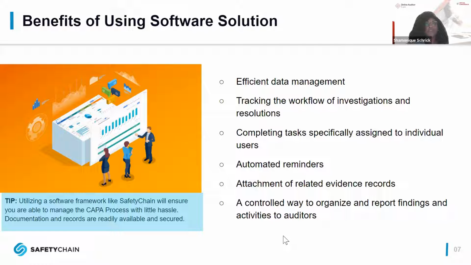There's also the ability to attach relevant evidence and records that are associated with your CAPA, so you can have all that data and information in one place. So that's where you get that controlled way to organize and report findings to auditors and things like that. So your CAPA system should make it difficult to forget or neglect issues or let problems build up in the system. It should improve collaboration and help your organization avoid unnecessary meetings, emails, communication across all systems while mitigating all of the risks that have been identified in your CAPA process.